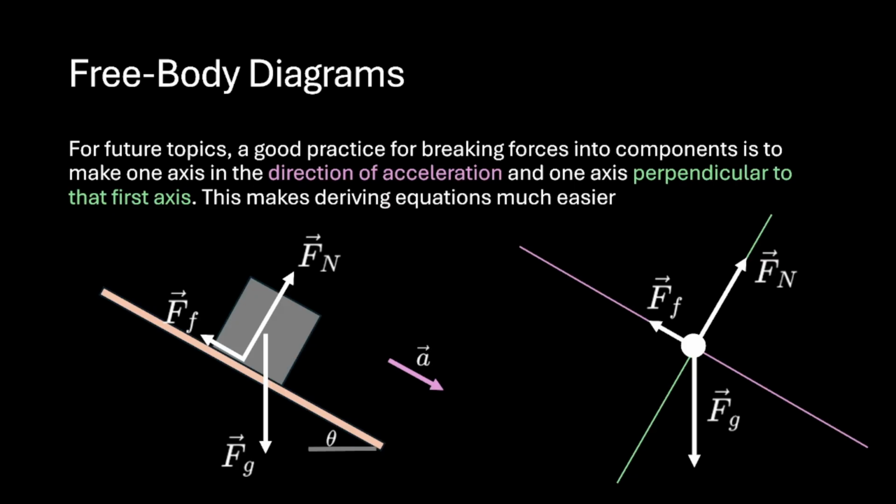So for any forces that are not directly on an axis, we can break them up into their components. So for the force of gravity, it's not directly on either of those two axes as mentioned before. So we divide it into its parallel direction, the purple line, parallel to acceleration, and perpendicular direction, perpendicular to acceleration.